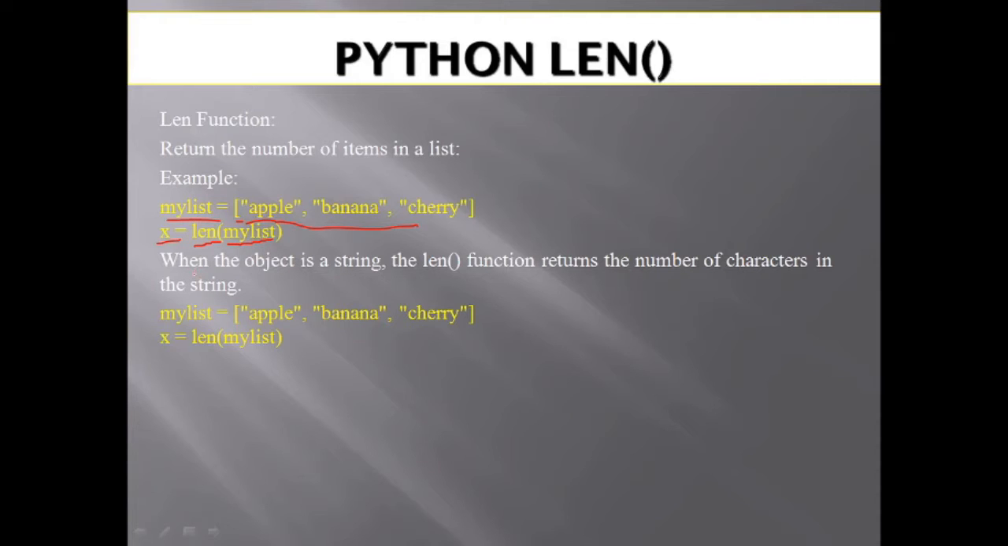When the object is a string, the len function returns the number of characters in the string. Now in this case, when the object is a string, the len function returns the number of characters in the string. See here, my list is the input string, and in that string we have stored apple. Here x is a temporary variable, and using the len function we are calculating the length of the input string my list.